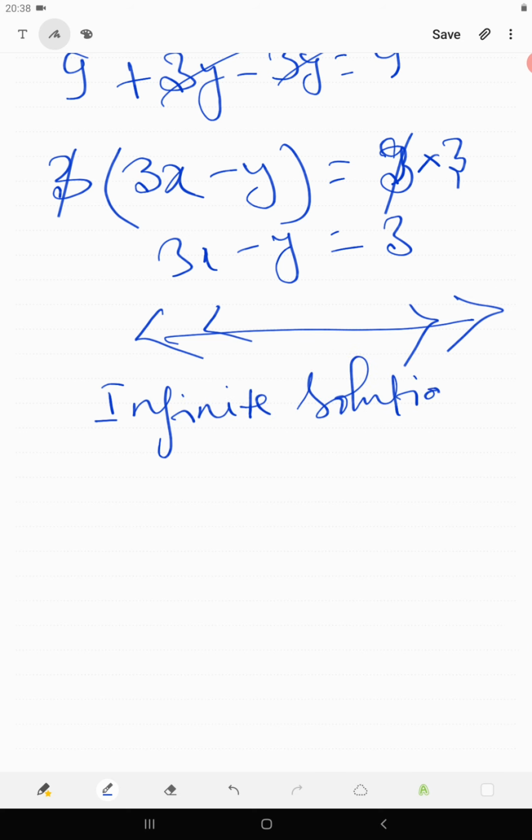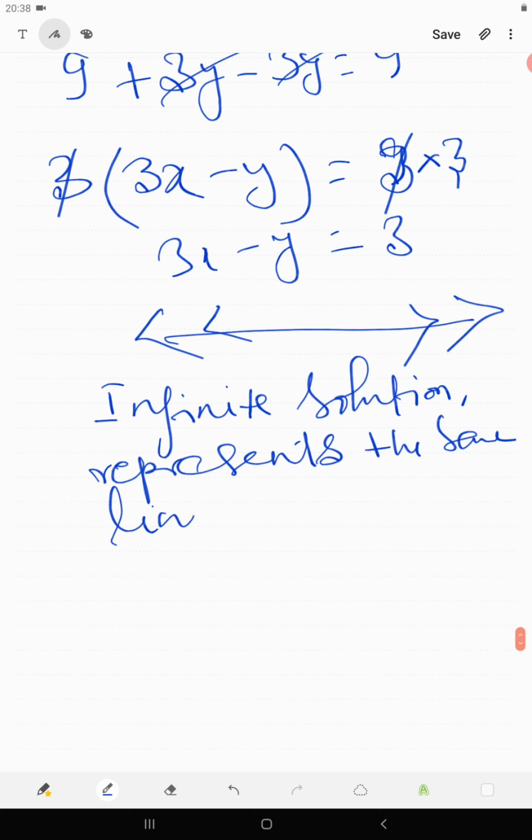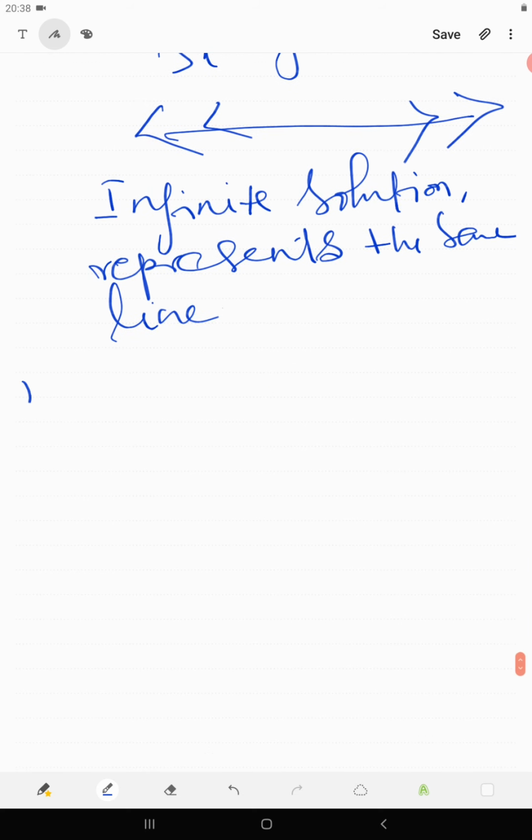And it represents the same line. The two equations represent the same line. I hope you understood why I did that. Now next, fourth one.